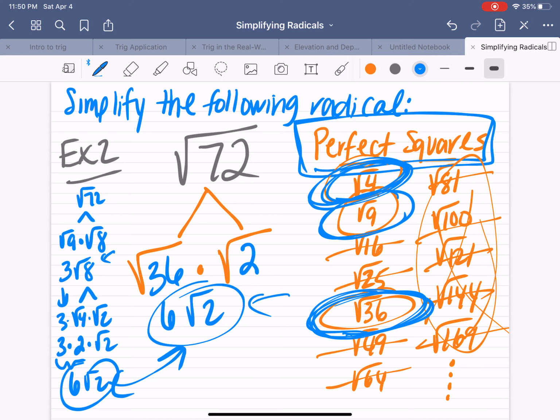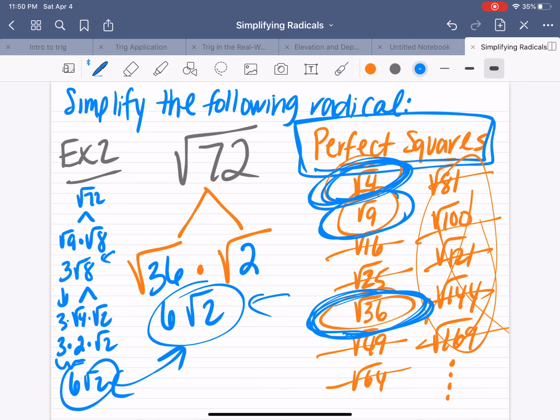Now, for example 3, let's simplify the square root of 288. So again, it's not a perfect square, so you have to simplify. So here's our list of perfect squares. Now, I'm sure that, let's go down the list. I'm sure 4 goes into it. Let me double check real quick. 288 divided by 4. Yes, it does. 72.